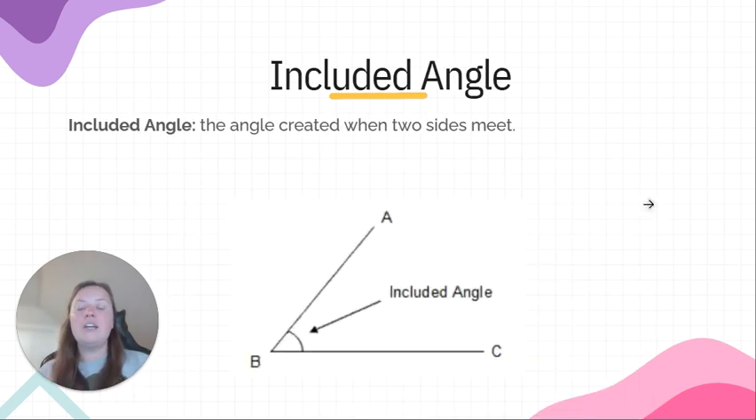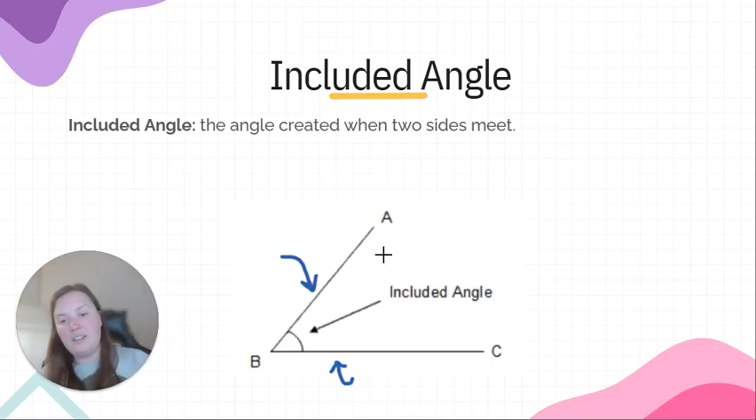Up next, included angle. You'll notice that this word is actually not on the list of definitions, but I want to make sure you understand what it is because you are going to hear Miss Simon and I constantly talking about it. What is an included angle? An included angle is an angle that is placed between two sides. Okay, so the included angle is the angle between AB and BC.